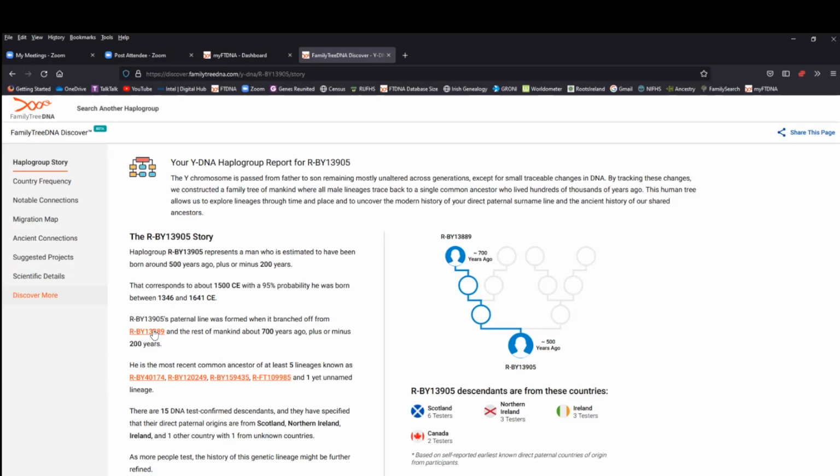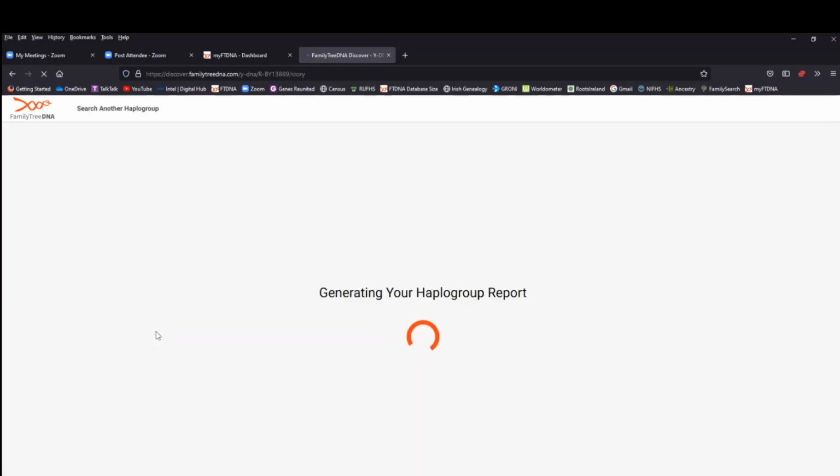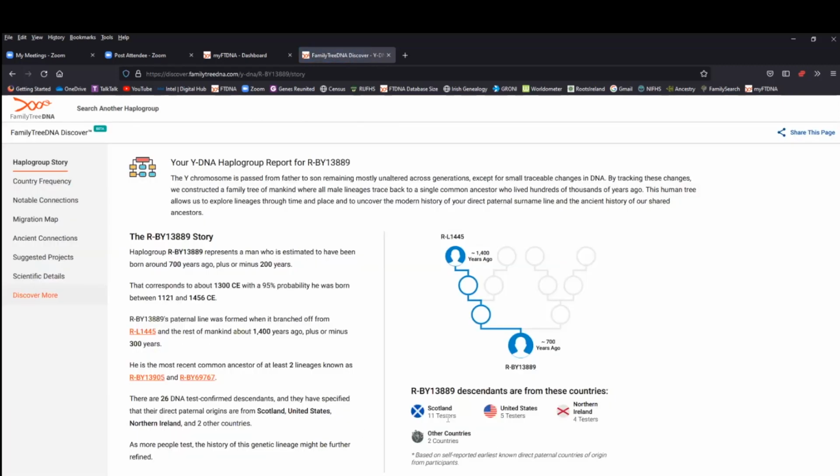I could go to the previous one, because you can see now that RBY 13905, it branched off this one here. So if I clicked on that, that would take me further back in time. And now I've got 11 in Scotland. And you can see I've got a few more in Northern Ireland, but really not that many. And I've also got a few people now in the United States that, again, can't research any further back than that. So it just allows you to go back in time and to go back one haplogroup at a time in order to see where your family could be from.